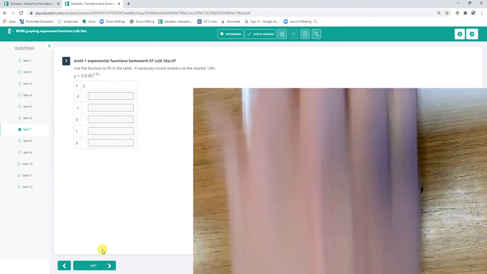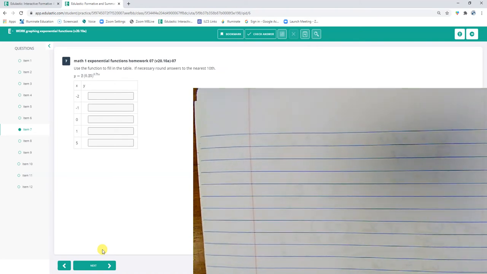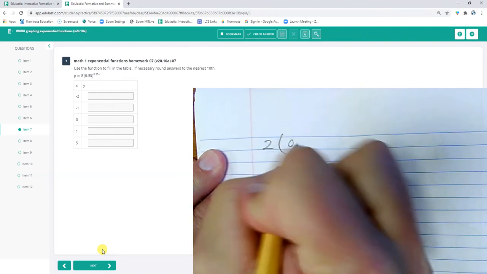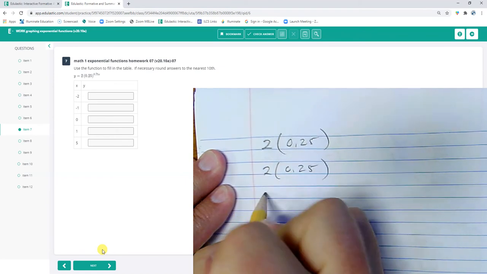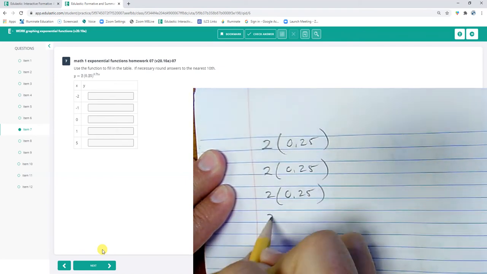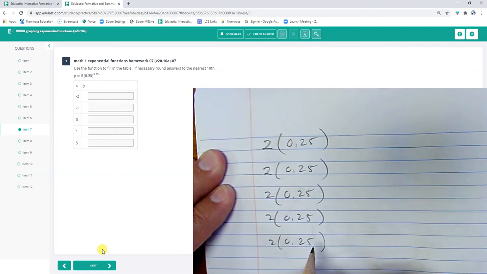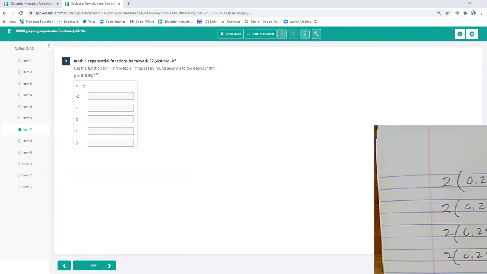Okay, let's do another one. So we're doing 2 times 0.25 times whatever the exponent's going to be. 2, 0.25, 2, 0.25. All right, negative 2 times 0.75 this time. So negative 2 times 0.75. Negative 2 times 0.75 gives me negative 1.5.